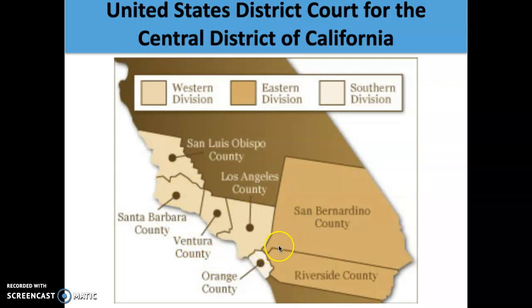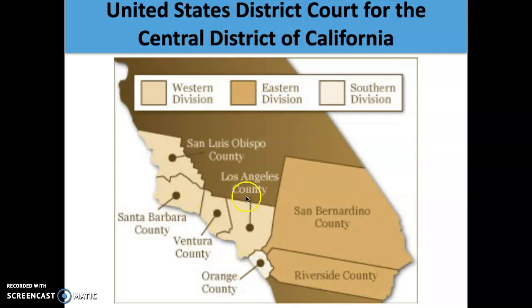It's in San Bernardino County, but it brushes up against LA County, Orange County, and Riverside County. So this little area in here. So if a federal crime were to occur in San Bernardino County, it would be part of the Central District of California. That's what would have jurisdiction.